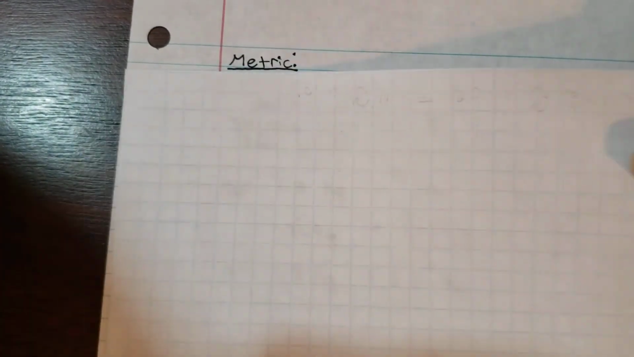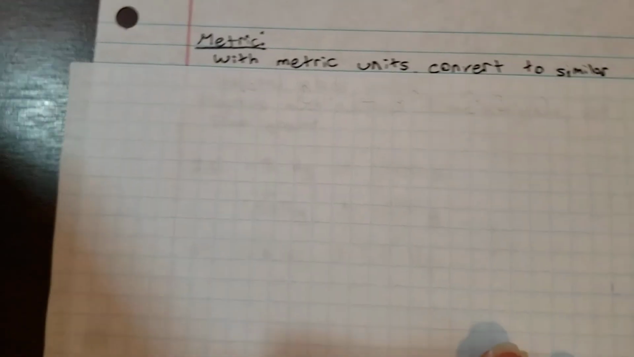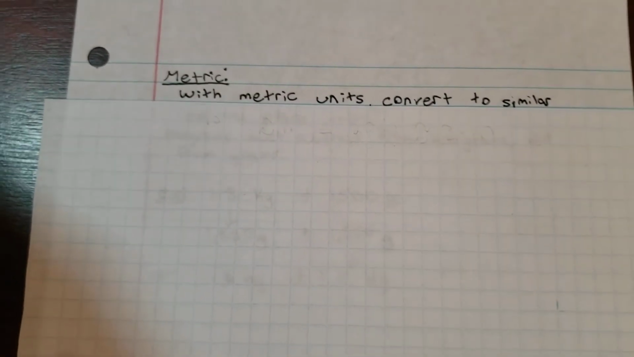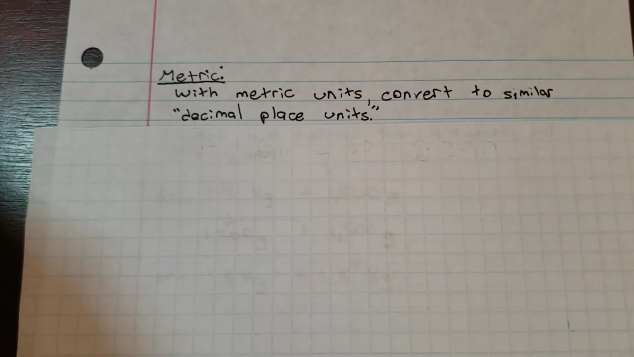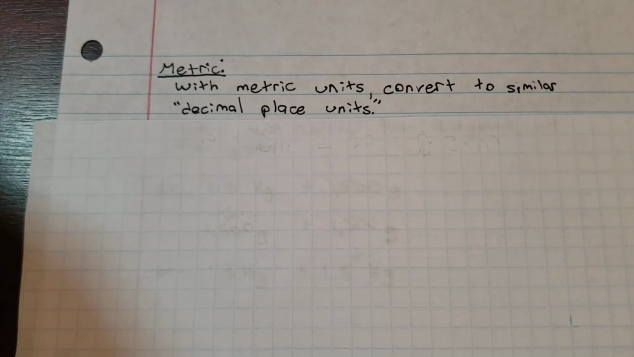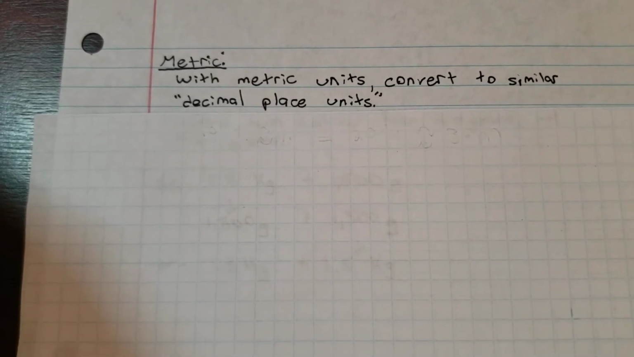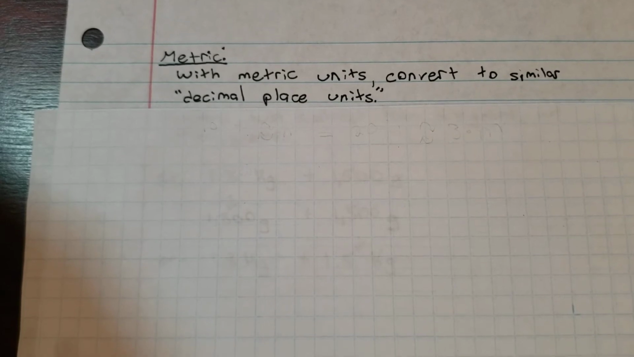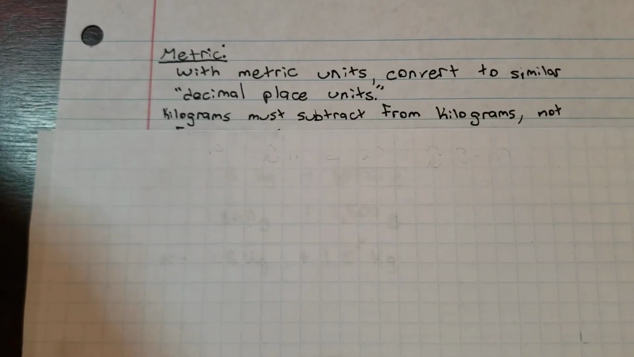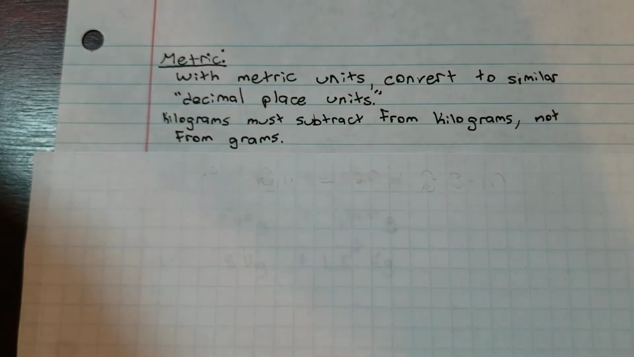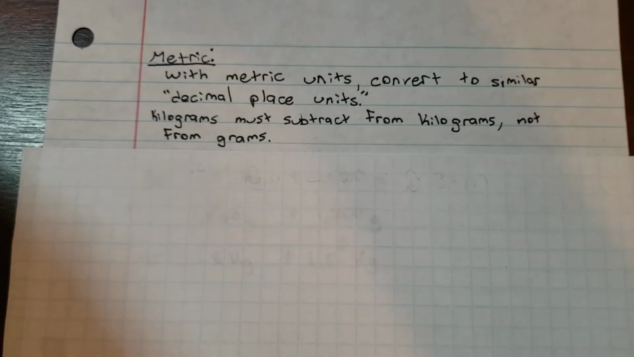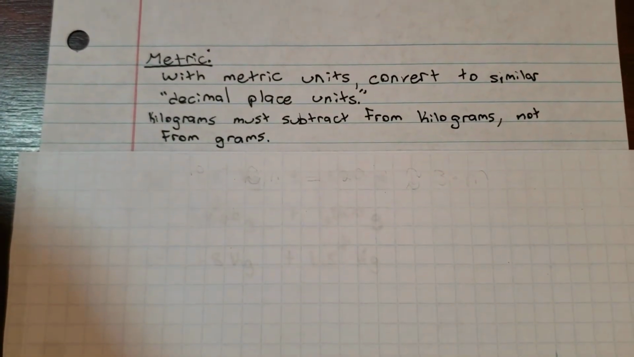Now I've got some examples. Metric units. So with metric units, the trick is going to be to convert to similar decimal place units. So if you're talking about milligrams times grams, convert them both to either grams or milligrams. Convert them to the same one. For example, kilograms must subtract from kilograms, not from grams, right? But metric is really easy because we're just moving the decimal, right?